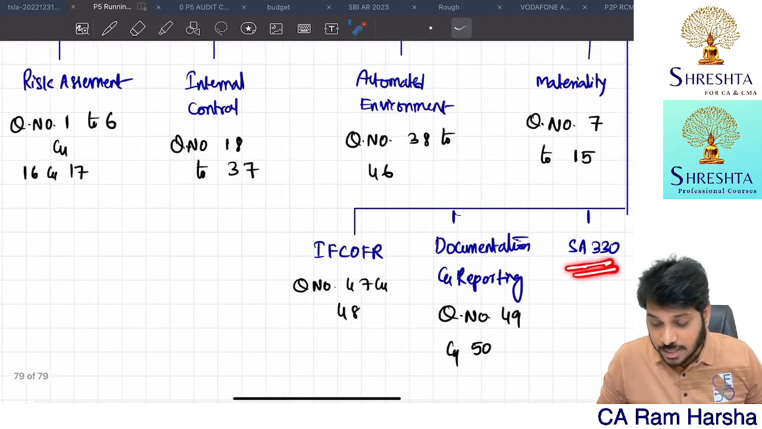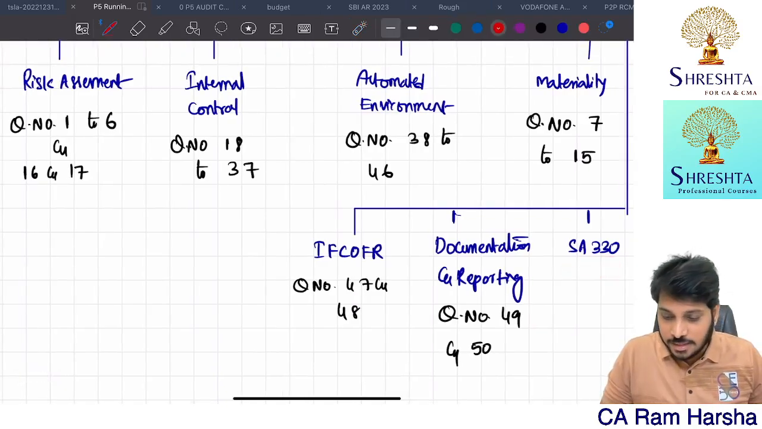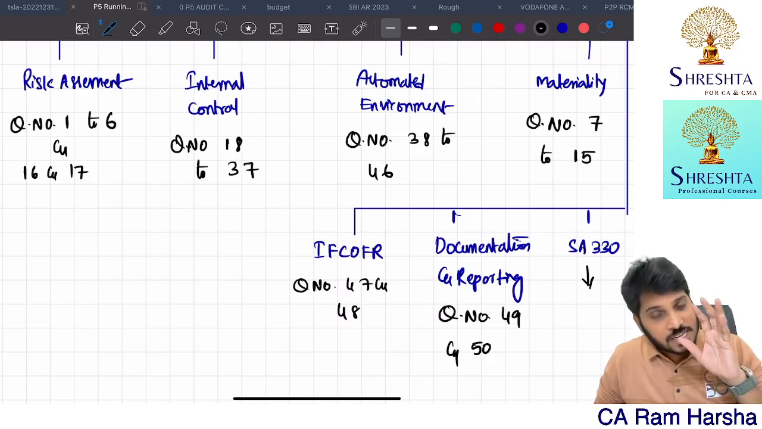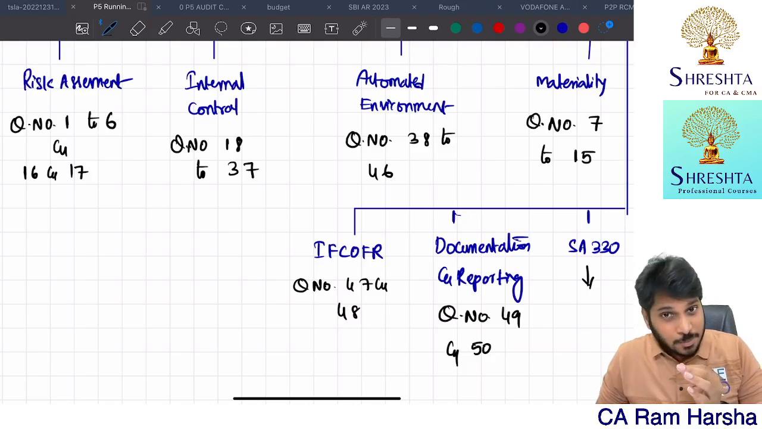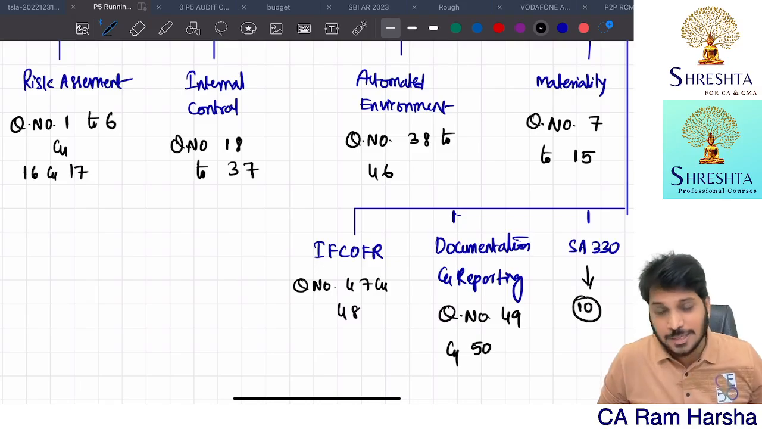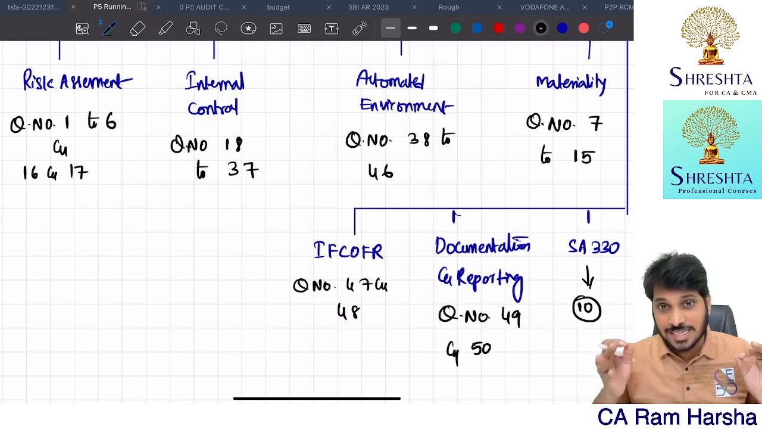Apart from that, the 330 standard is there. In 330 standard, we have not discussed it as question and answer. We directly discussed it in the auditing standard format only. Suppose we split it into questions, another 10 questions might come. Which means technically in this chapter we are discussing 60 questions.